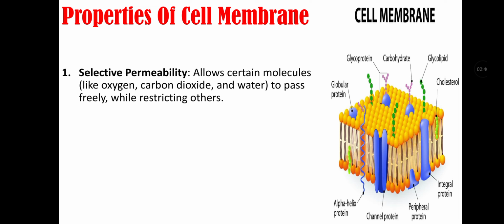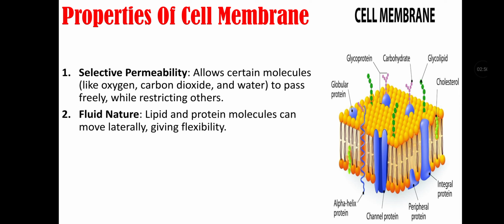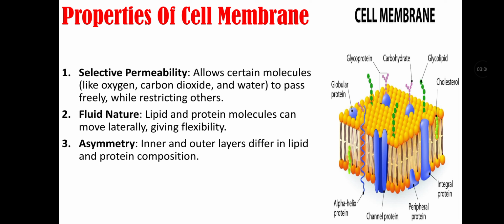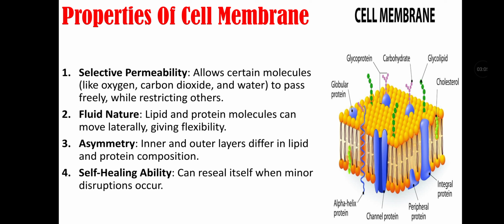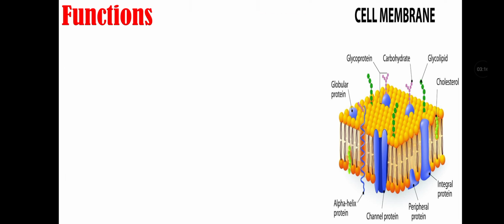Properties of cell membrane. First property is selective permeability, as this membrane allows certain molecules like oxygen, carbon dioxide, and water to pass freely while restricting others. Second property of cell membrane is its fluid nature, as lipid and protein molecules can move laterally, giving it flexibility. Third property is asymmetry, as inner and outer layers differ in lipid and protein composition. Fourth property is self-healing ability, as this membrane can re-seal itself when minor disruption occurs.